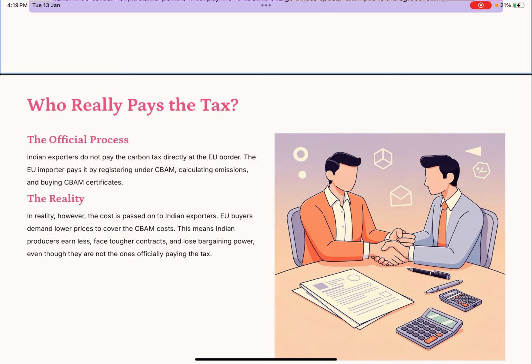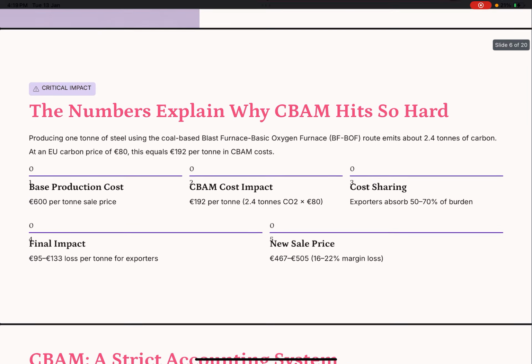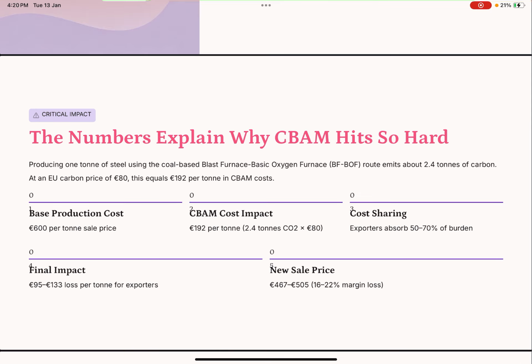So, in order to get the profit, the European Union importers would demand lower prices to cover the CBAM cost. This means that the Indian producers would earn less, they would face tougher contracts, and they would lose bargaining power.